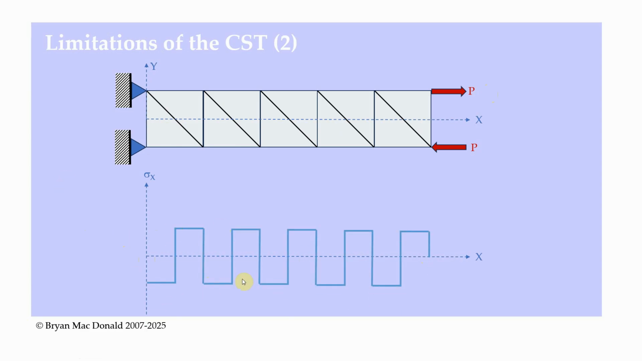The reason that occurs is if we look at what's going to happen here. First of all, because we have a positive load here and a negative load here, or a tensile load and a compressive load here, what's going to happen is our beam is going to bend downwards.